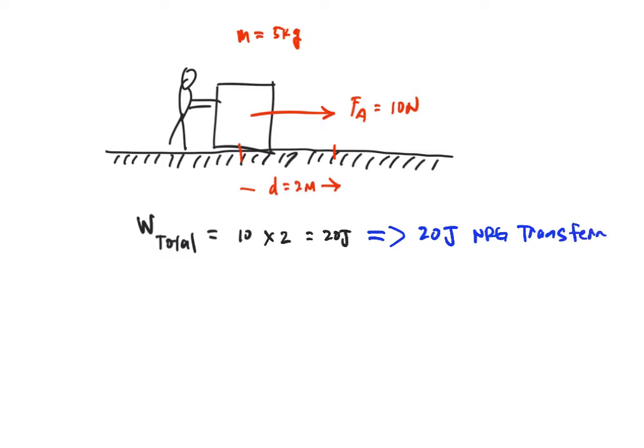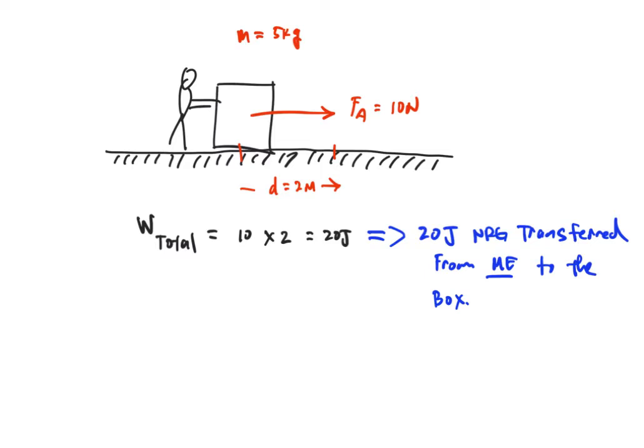That's the meaning of saying that I did 20 joules of work. That means I transferred 20 joules of energy from me to the box or crate, whatever it is. So I did work, right? This took energy from me.